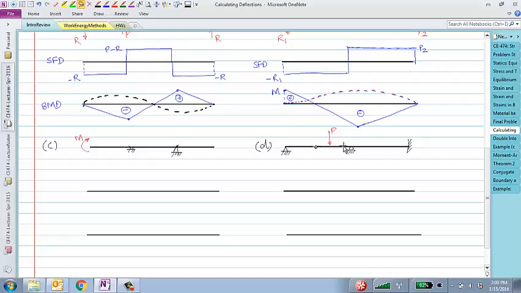Equilibrium, right? So if you want equilibrium, what should the direction of the reactions be? There's only one force on that. Draw the free body diagram, right? And then there's only one moment on the beam. So to counter it, what should be the direction of the reactions?